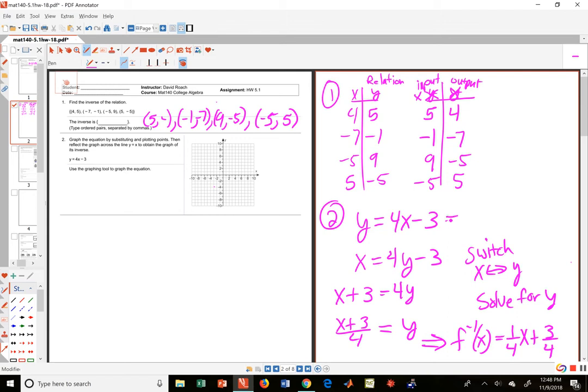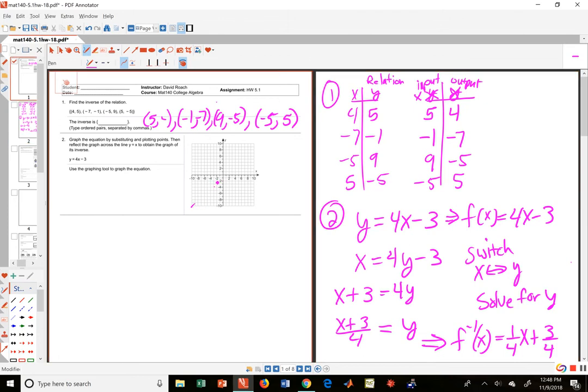Isn't that different? If this is the function 4x minus 3, the inverse function is 1/4 x plus 3/4. Look how different that is. There's a 1 over here, but not the x. The x is up in the numerator. And it's not just +3, it's actually +3 divided by 4. So be careful there with your inverses. Now we know the function and its inverse, so let's get it on the graph.